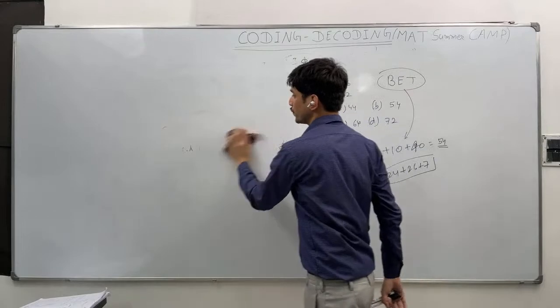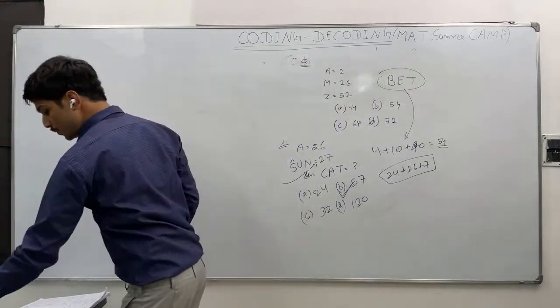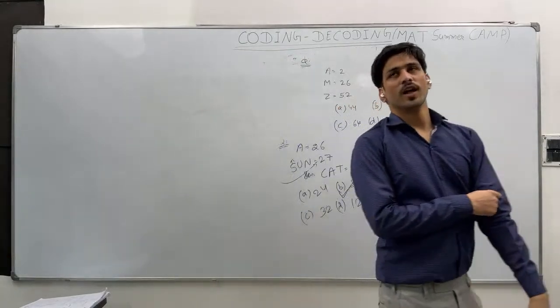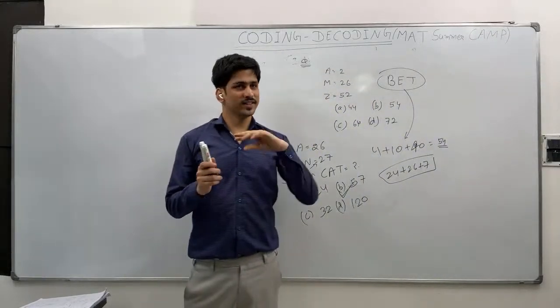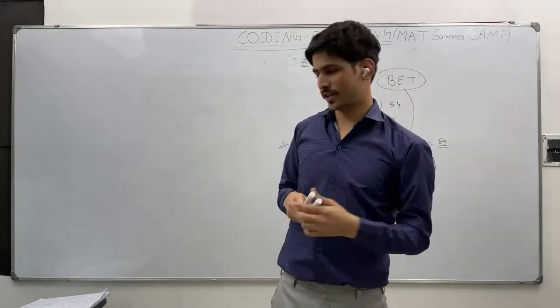Backward rank of U. What is the backward rank of U? 6. Got it? Okay. Backward rank of Q? 10, right? Likewise.